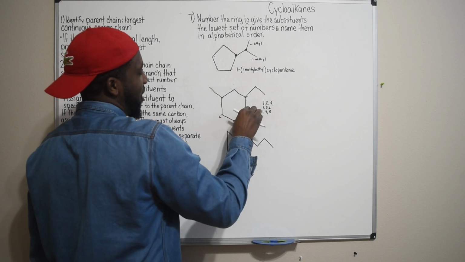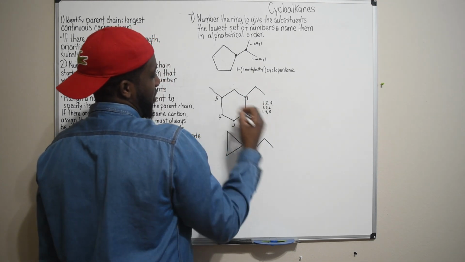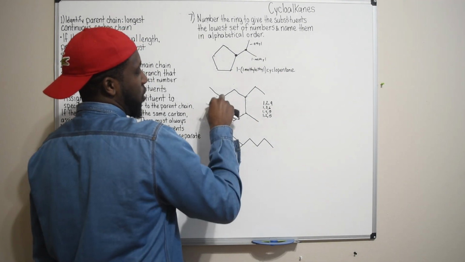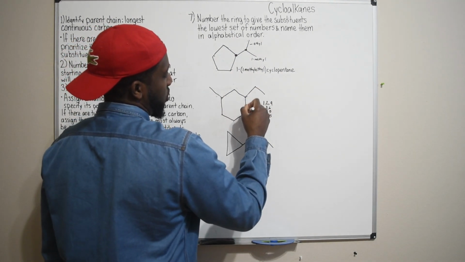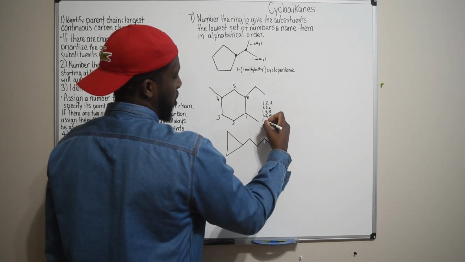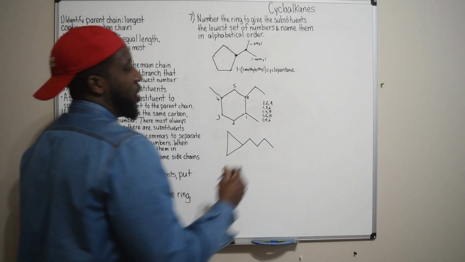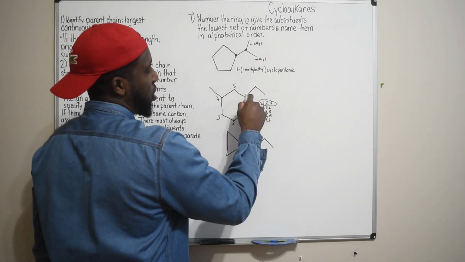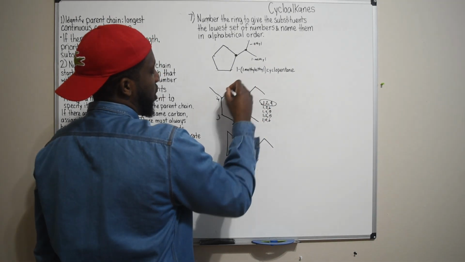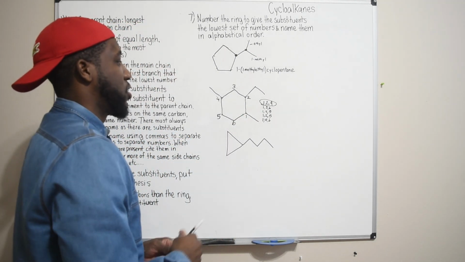If we started here and went this way, you gotta exhaust all possibilities. So you have 1, 2, 3, 4, 5. So it'd be 1, 2, and 5. If we started here and went this way, we would have 1, 2, 3, 4, 5, 6. So we have 1, 4, and 6. So when it says the lowest set of numbers, it's going to be this one right here, where you have 1, 2, 3, 4, 5, 6. That's gonna be how you orient your carbons on this ring, like that.